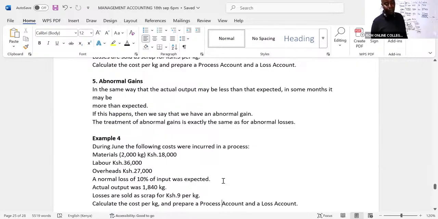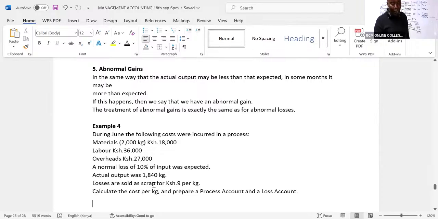Example number 4, we are told during June, the following costs were incurred in a process. Materials 18,000, labor cost 36,000, overheads 27,000. A normal loss of 10% of input was expected. The actual output here was 1,840. Losses are sold as scrap for 9 per kilogram. They want me to calculate the cost per kilogram and prepare a process account, and actually it's supposed to be an abnormal gain account.